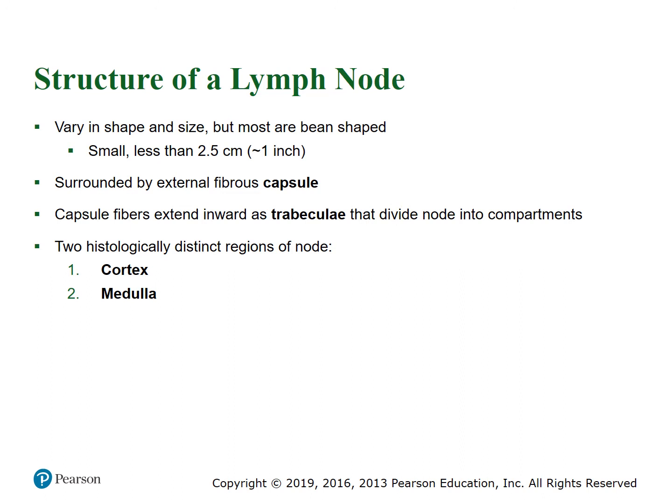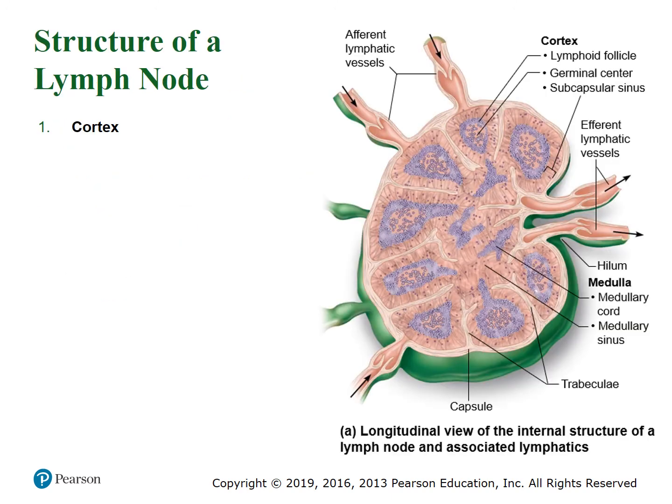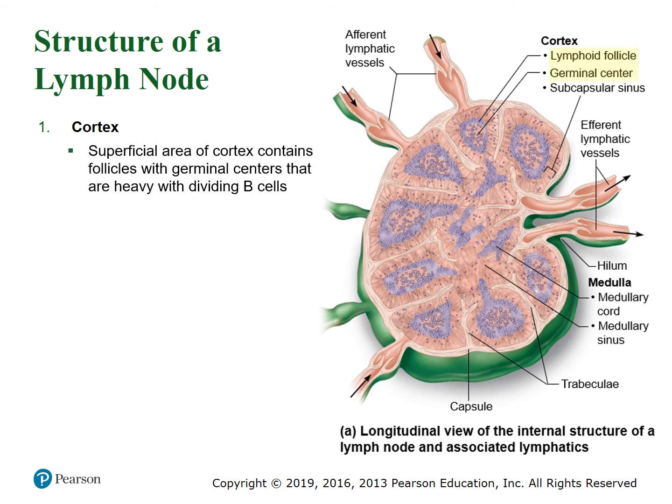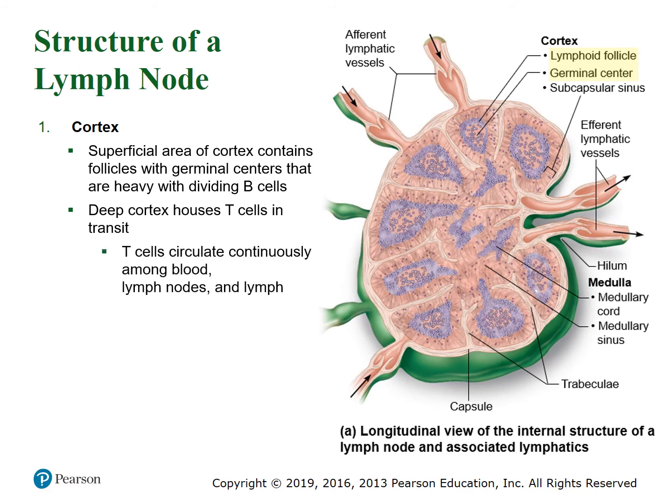Now, as with many other organs, there are distinct regions or layers of the lymph node: the cortex, which is on the outside, and the medulla, which is deep to the cortex. So here's the cortex, and you're going to see a number of things associated with that. If you look at the highlighted area, this contains follicles with germinal centers, and there are a lot of dividing B cells here. The deep cortex is going to have T cells in transit, which isn't really well shown on this particular diagram. So the T cells will circulate continuously among the blood, the lymph nodes, and the lymph. And so the deep cortex is basically where the T cells will enter and exit the lymph node.